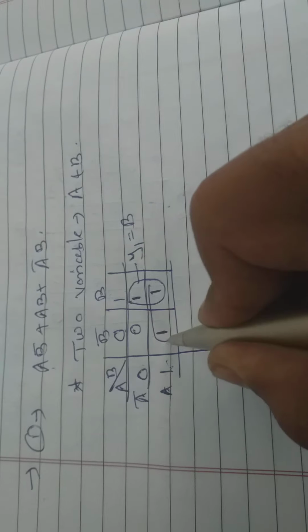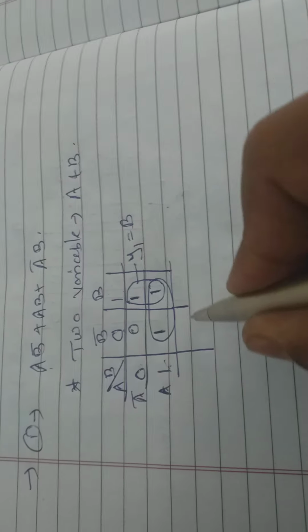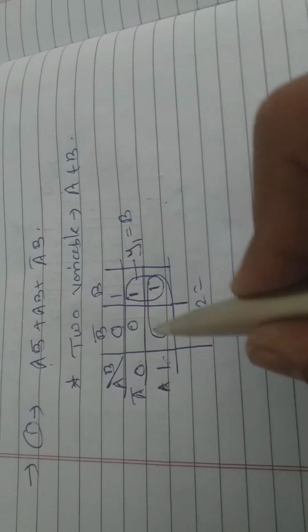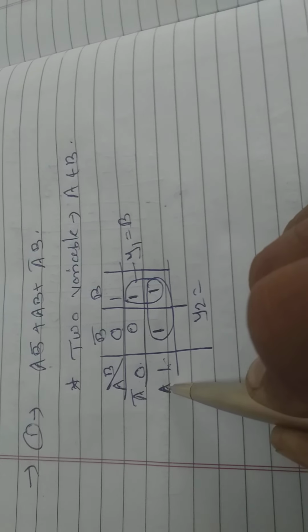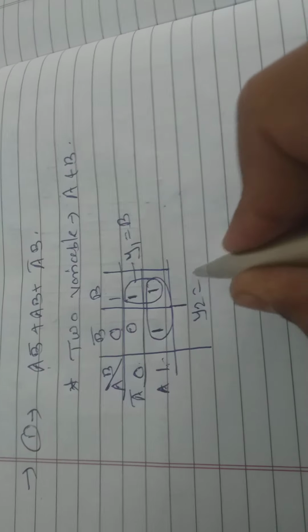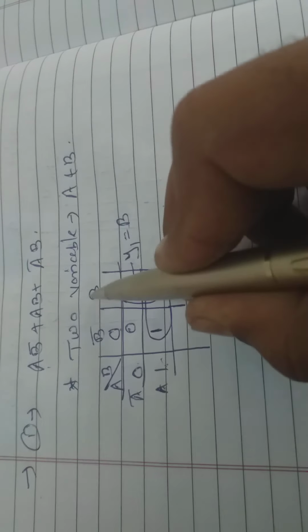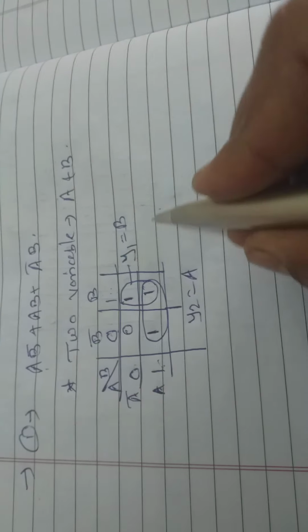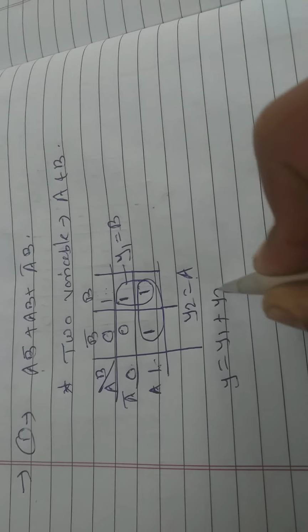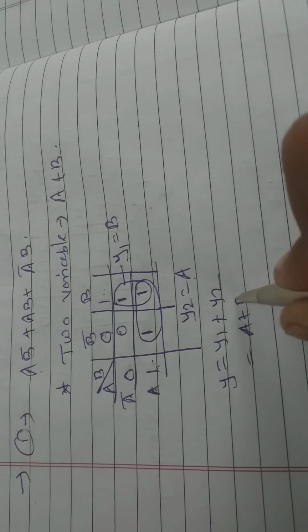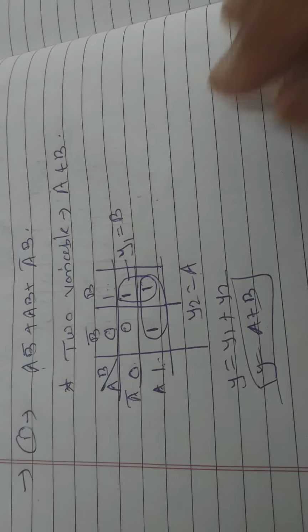Now take the second pair, Y2. From this side, there is only A, it is considered, not A bar. From this side B and B bar both are considered, so these are opposite terms, 0 and 1 cancel, so the remaining is A. Now the final equation, Y is equal to Y1 plus Y2. So the equation is A plus B. This is the solution of our first equation by using the K-map.